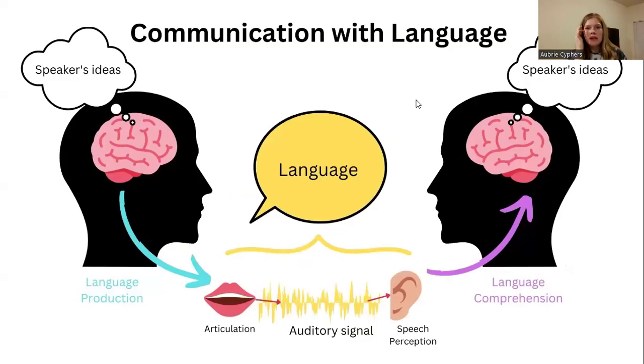I really loved this picture because it has both. So there's the language production, which is us speaking, and then we use our phonemes, our articulation, and then the auditory signal is heard. We hear it through our ears, and then in our brain, we're able to comprehend. And that is it.